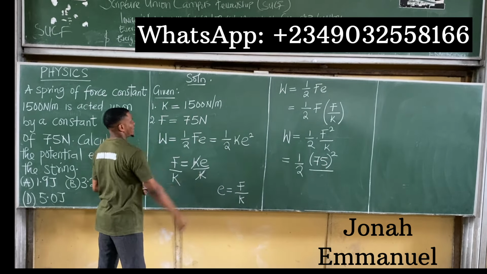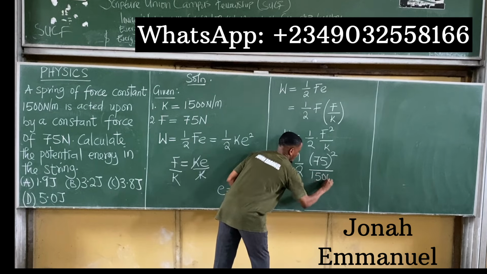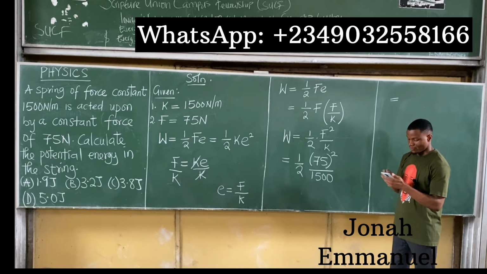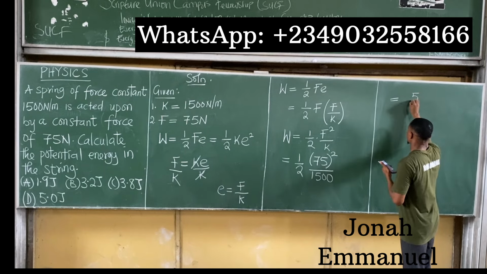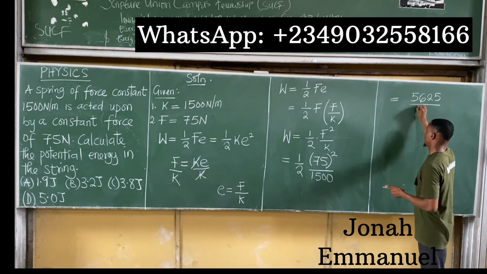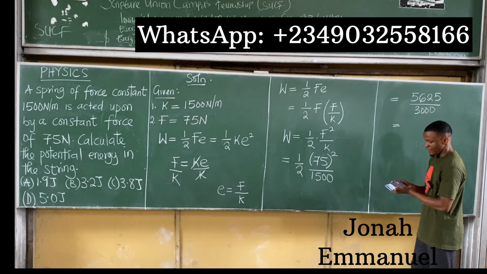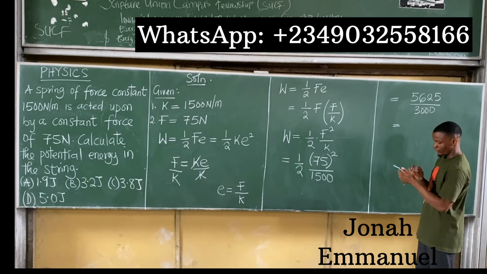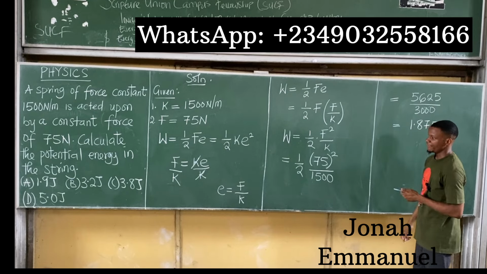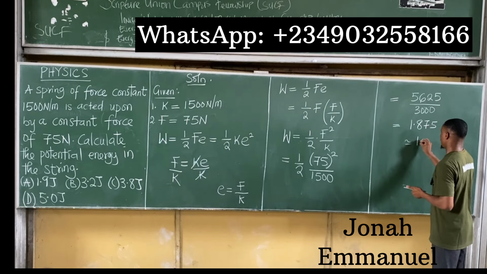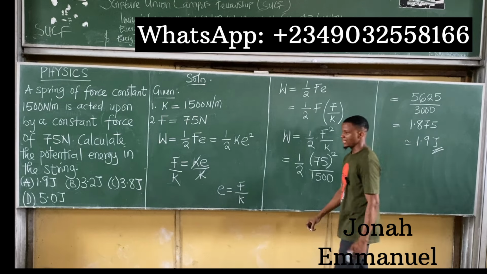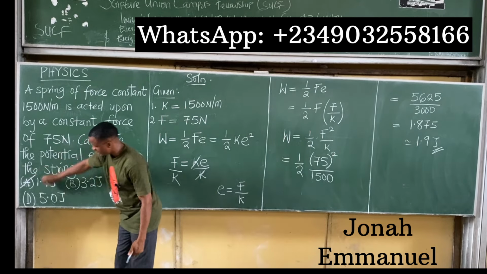Your force constant is about 1,500. I'm having 1,500. All right. If I multiply this, this becomes 1 times 75 squared. And 1 times 75 squared gives you about 5,625 all over, I'm having 2 times 1,500, which gives you 3,000. If I divide this, I have 5625 divided by 3000. My answer is 1.875. If I approximate to one decimal place, this is approximately 1.9. I'm looking for work done. The SI unit is in joules. So my answer is approximately 1.9 joules, which is this option. So the answer here is option A, 1.9 joules.